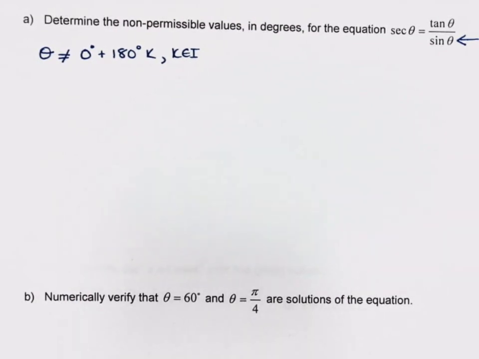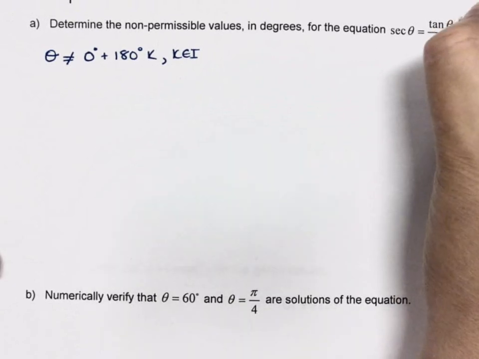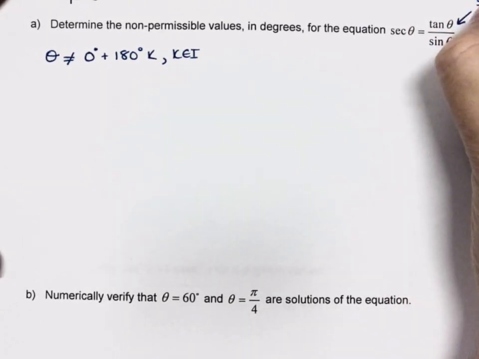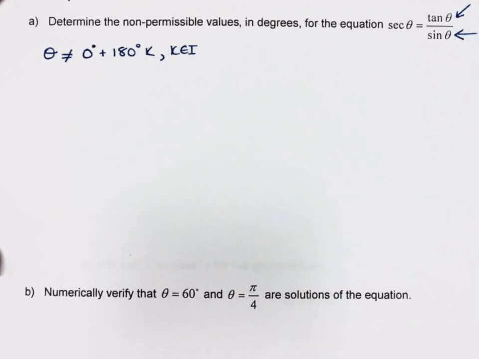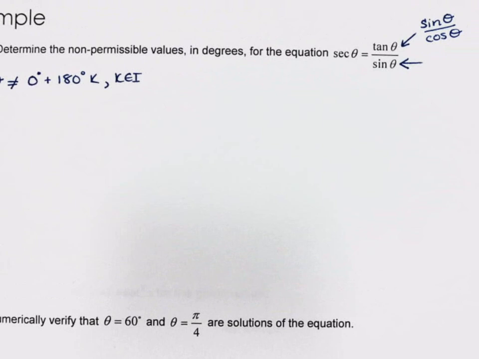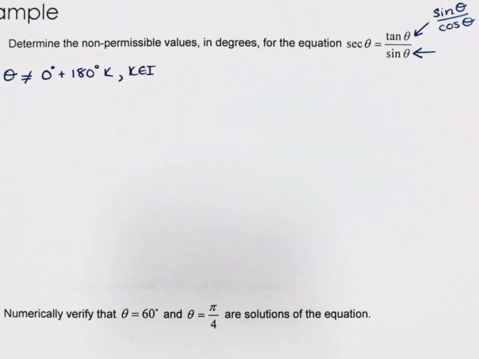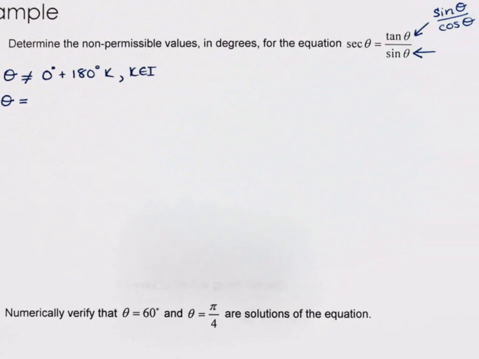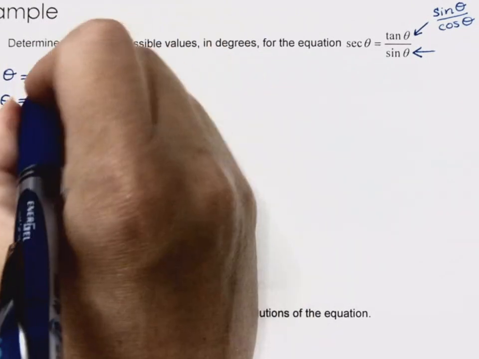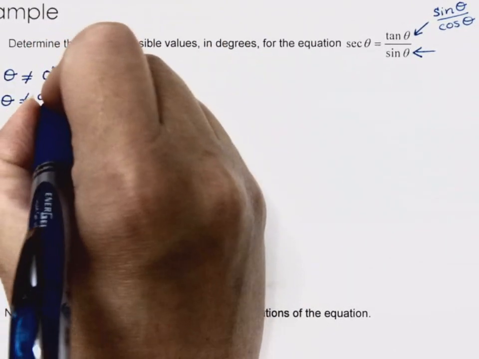Now let's do the hidden one. Tan is sine theta over cos theta. So what am I looking at now? I'm looking at the cos theta. So where is cos theta 0? 90, and every 180 after that.